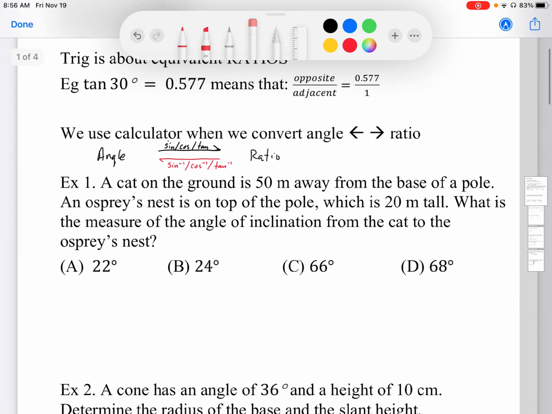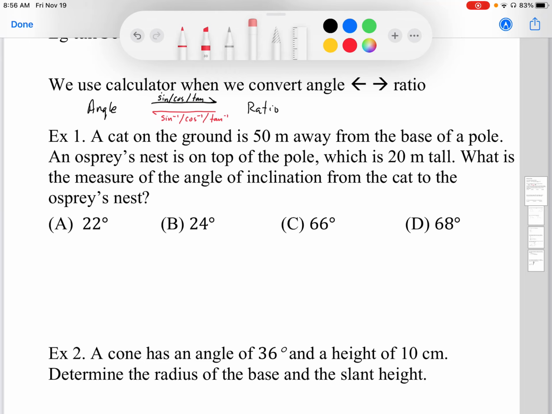trig problems. So in this case here, it says a cat on the ground is 50 meters away from the base of a pole. So I'm just going to sketch a quick diagram here. I've got a little cat. There's my little kitty cat. Eyes in there. Okay, and it is 50 meters away from the base of a pole, and the pole is 20 meters tall. So I've got 20 meters here. I've got 50 meters here.